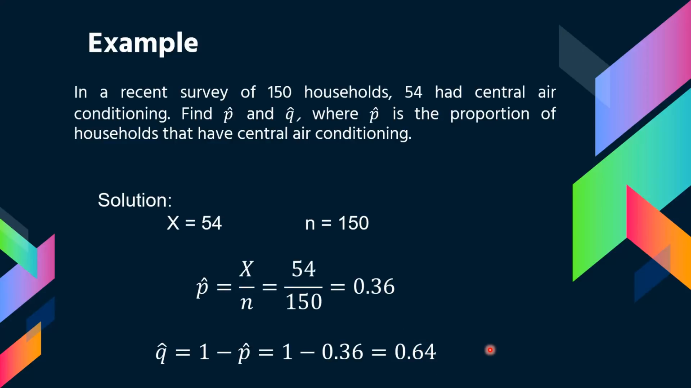Okay, so those households who don't have central air conditioning have the percentage of 64%. So out of 150, 64% of the households do not have central air conditioning. So very easy. Another example.